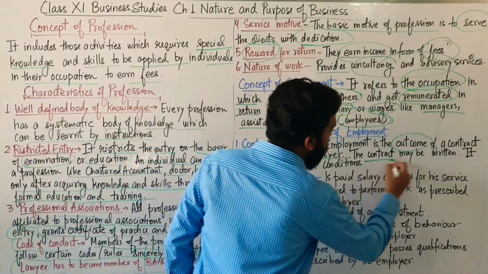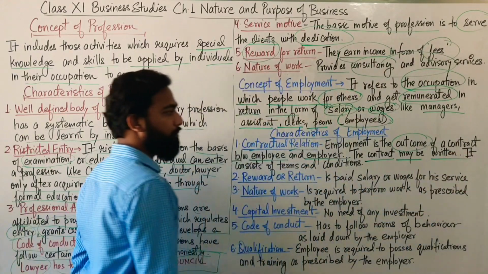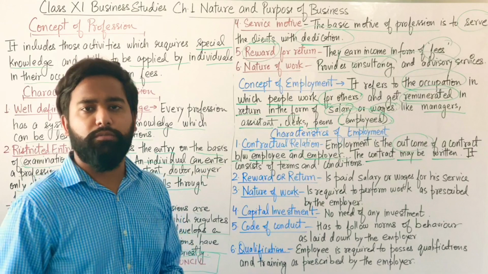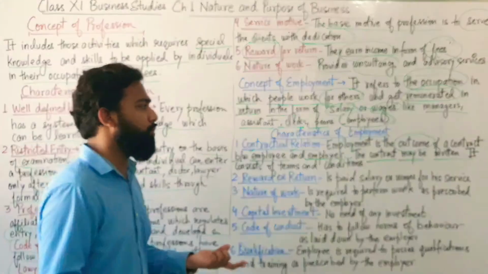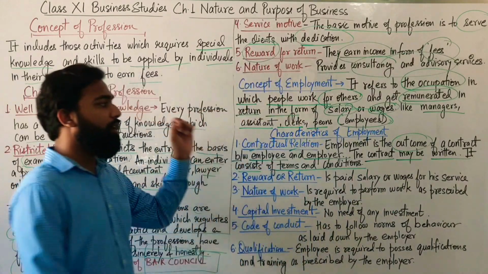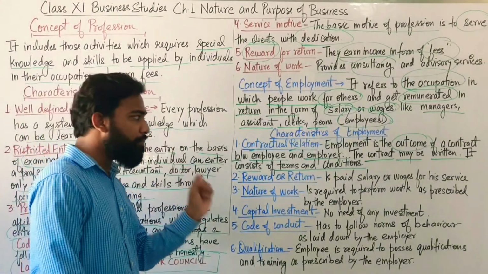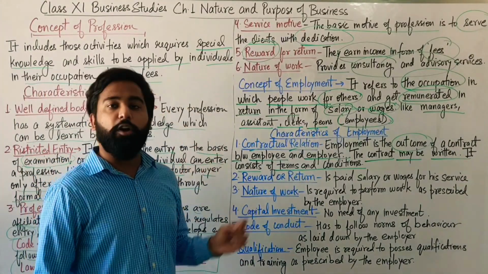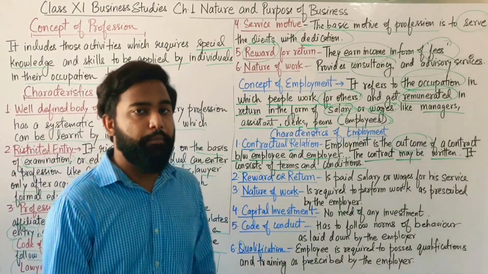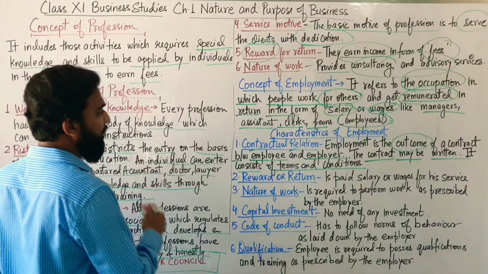The contract may be in written form or sometimes verbal also. This is a contract, verbal contract also. It consists of terms and conditions. This written piece of contract consists of all the terms and conditions which are applied on the employees. Now, the second characteristic.